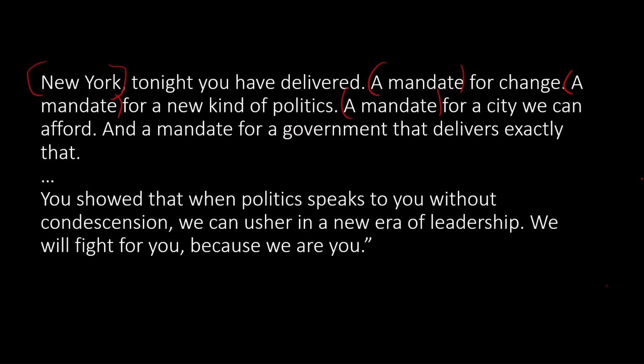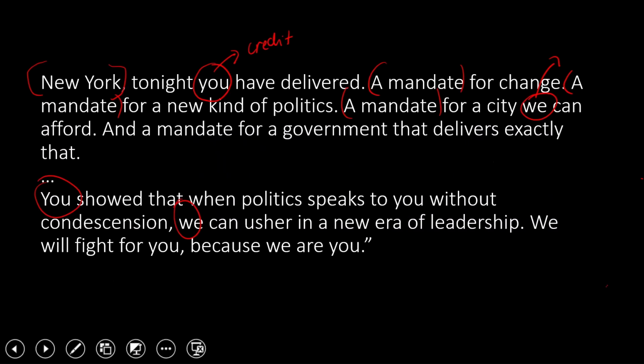And then we can notice, in every political speech, and it's particularly important here, the way that he uses pronouns. So he says, "You have delivered. A city we can afford. You showed that when politics speaks to you, we can usher in a new idea, a new era of leadership." So when he uses "you," he uses it in order to credit the audience and show them that, again, they are the main heroes of this story. And when he uses "we," he includes himself in that group, and he uses that to create unity among everyone.